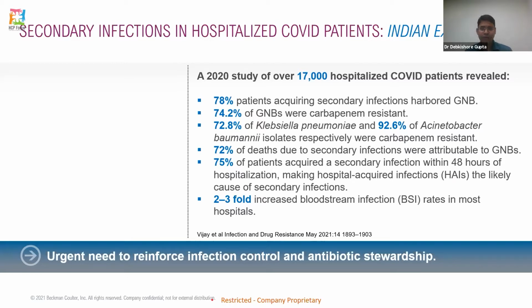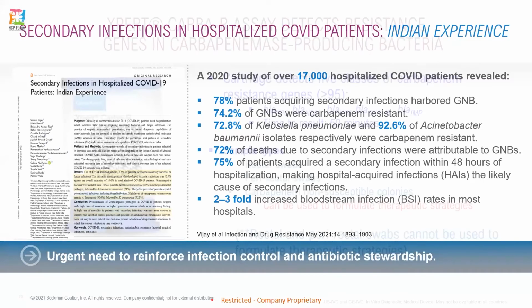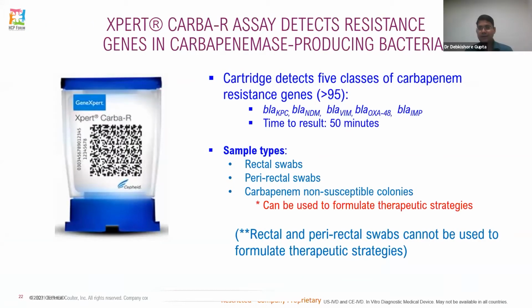Otherwise, almost all patients in your ICU will be getting colistin, and possibly that's not the most desirable condition. So we have this Xpert Carbapenem assay which can detect the resistance genes KPC, NDM, VIM, OXA48, IMP, whereas the time to result is just 50 minutes.